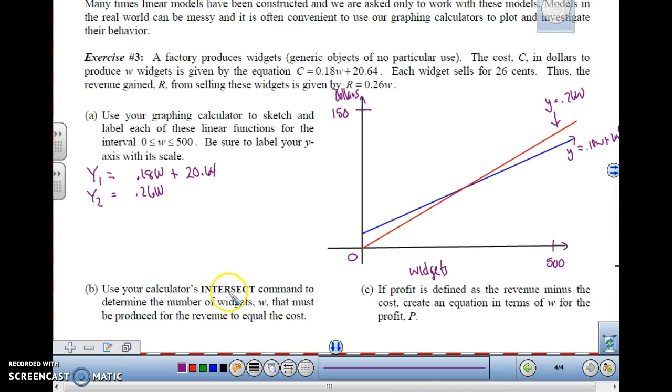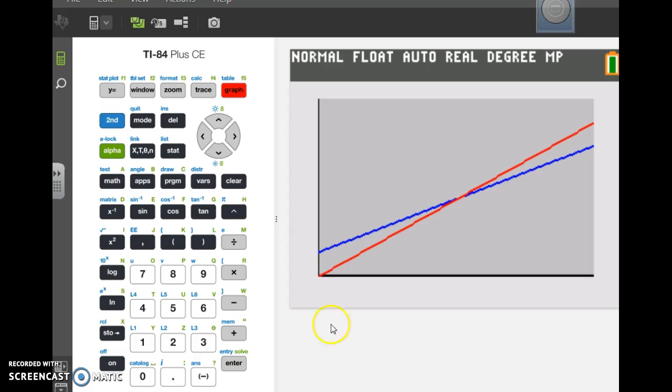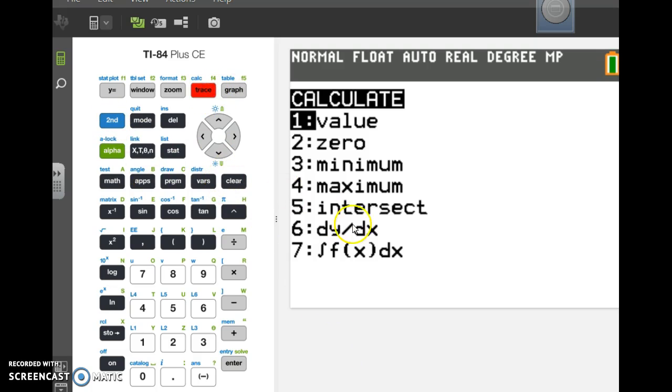So use your calculator's intercept command to determine the number of widgets W that must be produced for the revenue to equal the cost. Basically, we're looking for where they intersect. We are looking for this point right here. We are going to have the calculator calculate that for us. All right, let's see if we remember how to do that. You would press second, the trace key. We're looking for the intersect, so I want number 5.